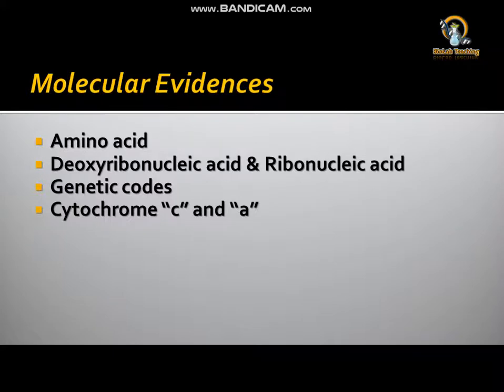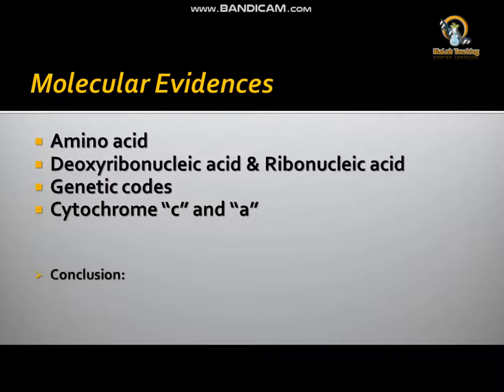And the cytochrome C and A. Cytochrome C and A are the respiratory proteins used in the electron transport systems of all aerobic organisms, even those taxonomically remote from each other, such as human and bacteria. These cytochromes are used as respiratory proteins in all organisms. So what do we conclude from that?